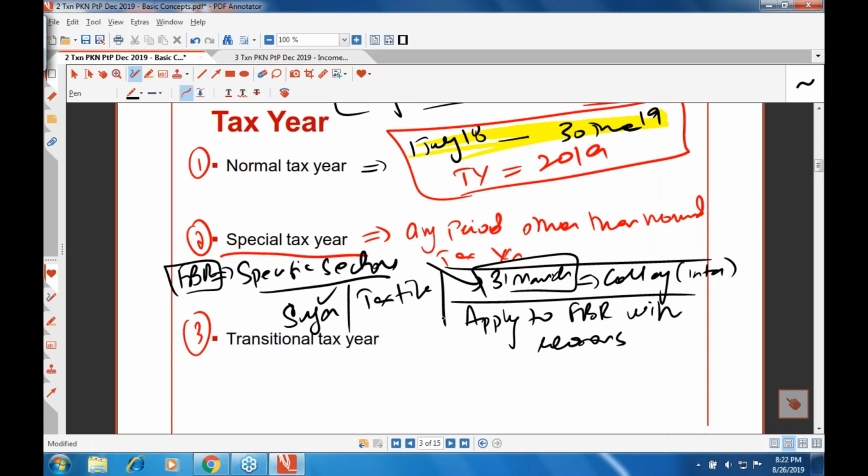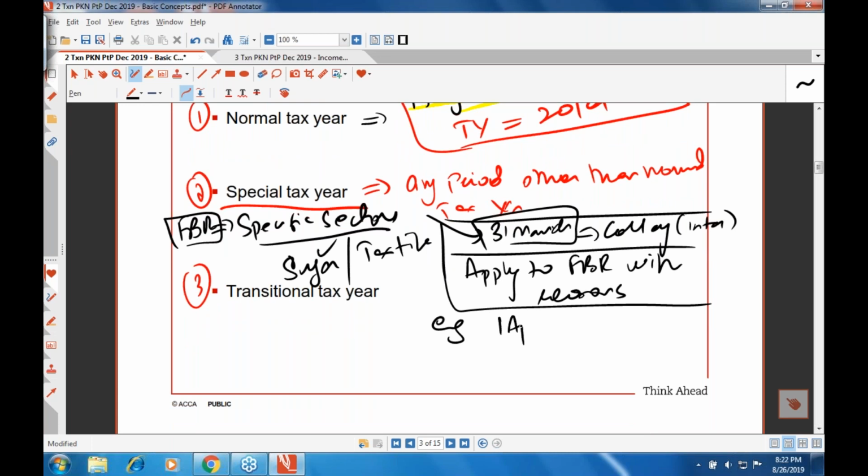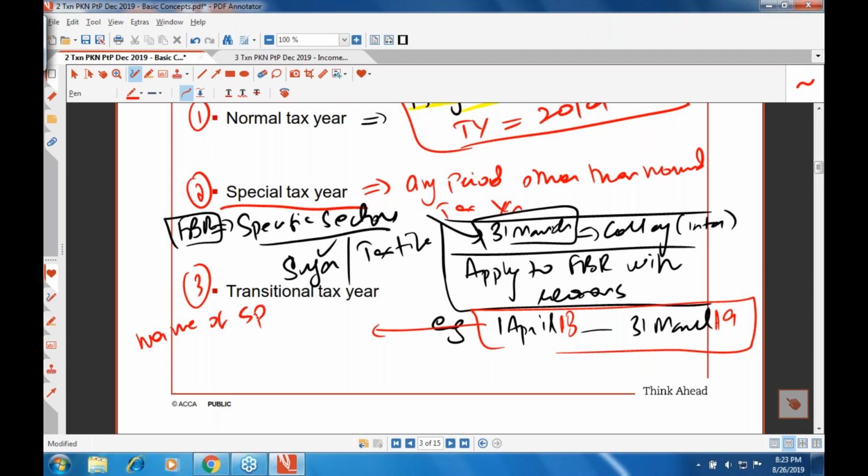Now, for example, how do we name a special tax year? Say there is a company which has applied for a tax period of 1st April till 31st March. The first time period we are talking about is 1st April 2018 till 31st March 2019. So how exactly am I going to name this tax year? Should it be tax year 2018? Should it be tax year 2019? Should it be tax year 2020? So remember the name of a special tax year.